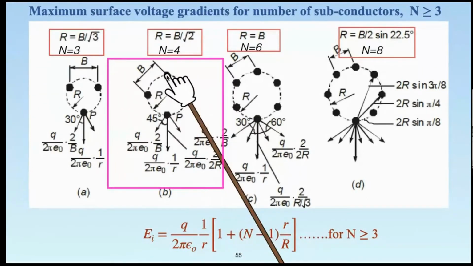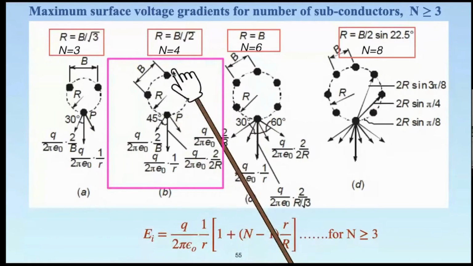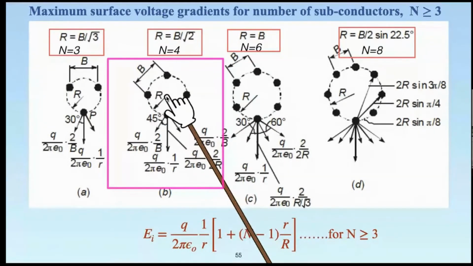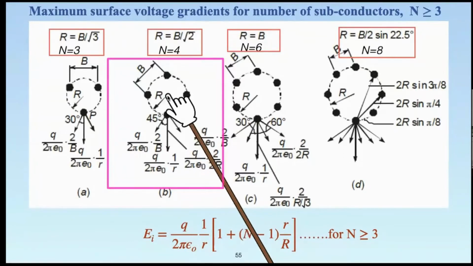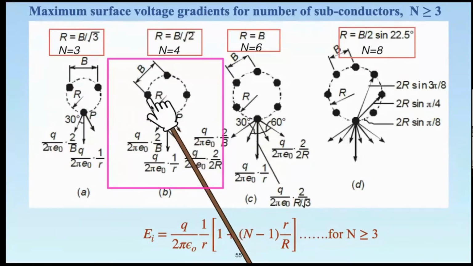So you can consider them to be forming a square, right? So distance between every adjacent conductor is capital B, standard notation. Then distance from the center of the square up to the edge or corner of the square will be equal to R. So relationship between R and B can be very easily arrived at, this being a square geometry.